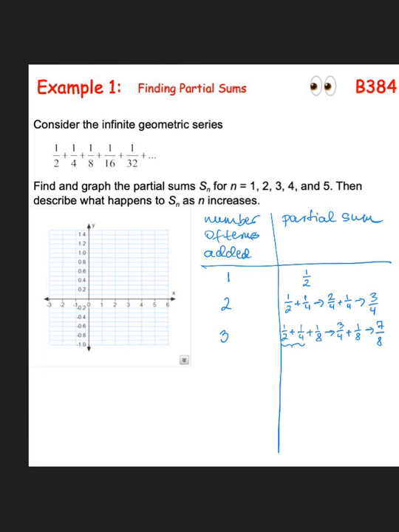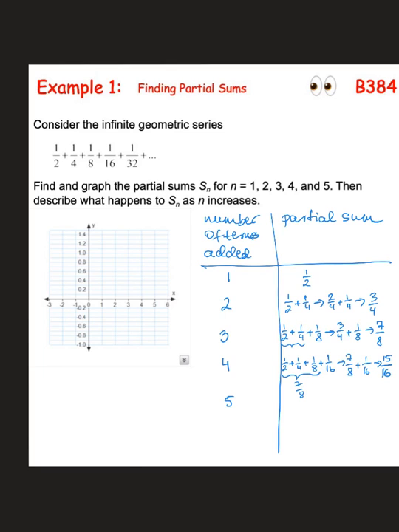Then if I'm adding the first four terms, I have to do 1/2 plus 1/4 plus 1/8 plus 1/16. Again, I know the sum of the first three of them is going to be 7/8. So now I'm going to find the sum of 7/8 and 1/16. That's going to be 15/16. I'm hoping that you can see the pattern, that the numerator is one less than the denominator.